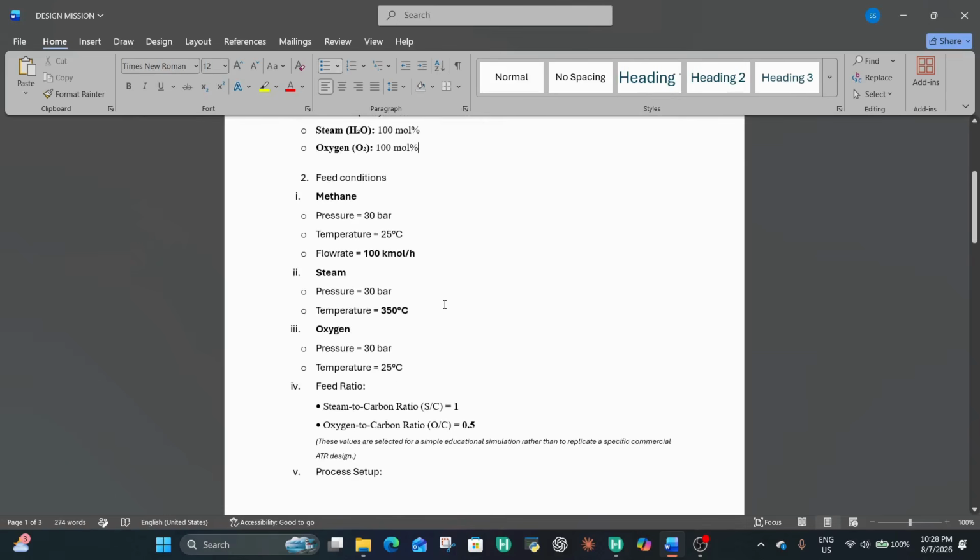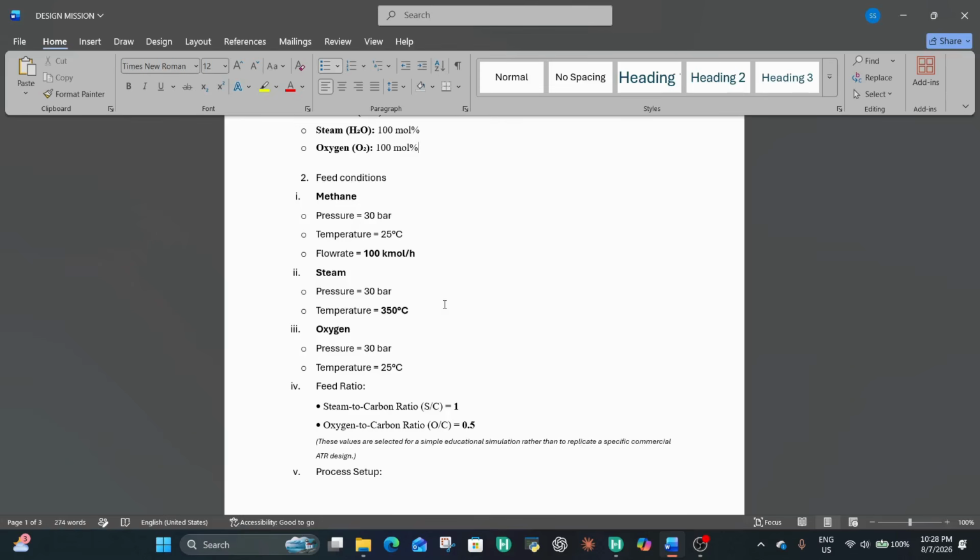Feed conditions for our methane stream: we're having 30 bar, 25 Celsius, and a flow rate of 100 kmol per hour. For the steam, we're having 30 bar, 350 Celsius, without a flow rate being mentioned. Oxygen, 30 bar, 25 Celsius, without a flow rate being mentioned, but that's where our feed ratio comes into play.